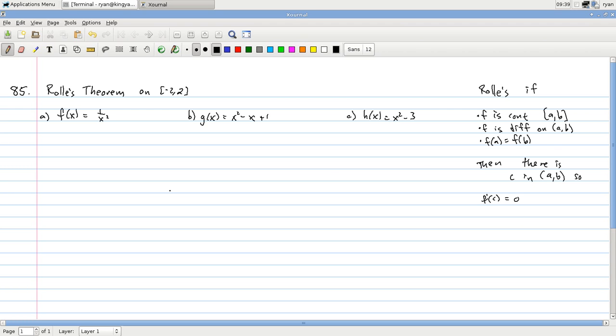So let's apply this test on each of these three functions. So for part A, f of x equals 1 over x squared. First, we want to ask, is f of x continuous on the interval -2 to 2? And if we look at this, at x equals 0, the function is undefined. So since it's undefined, it's not continuous at 0, so it's not continuous on this interval. Since it's not continuous, that says the first point of Rolle's theorem doesn't hold. So that says Rolle's theorem does not apply.